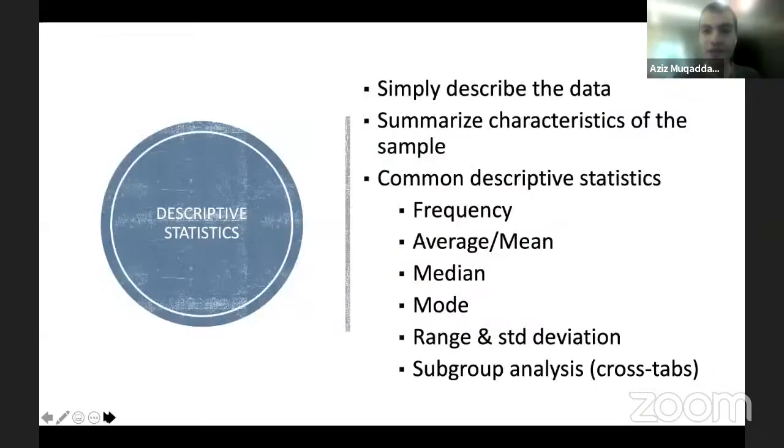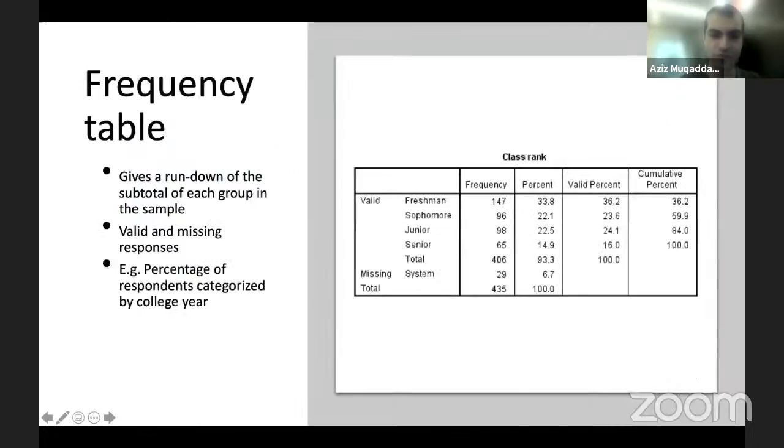So a descriptive statistic is a way to summarize the whole sample in a few numbers that you could look at. Common ones are frequency, average or arithmetic mean, median, mode, range, standard deviation, and crosstabs, which is also descriptive, but closer to inferential statistics. And we're going to go over them one by one.